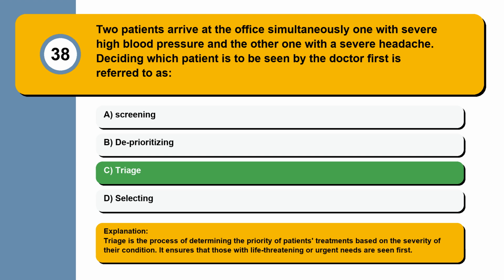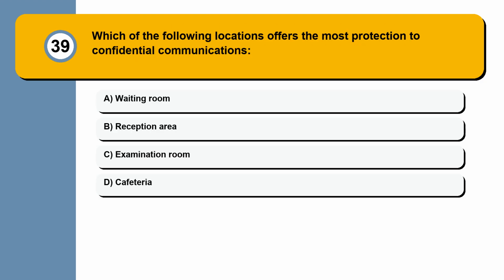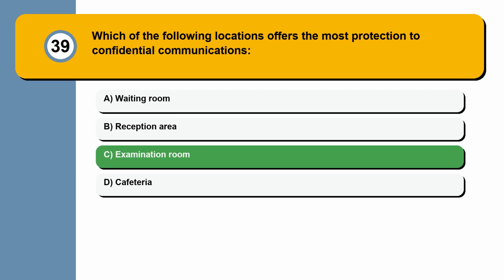Explanation. Triage is the process of determining the priority of patients' treatments based on the severity of their condition. It ensures that those with life-threatening or urgent needs are seen first. Question 39. Which of the following locations offers the most protection to confidential communications? Here are your options. Option A, waiting room. Option B, reception area. Option C, examination room. Option D, cafeteria. The correct answer is option C, examination room.